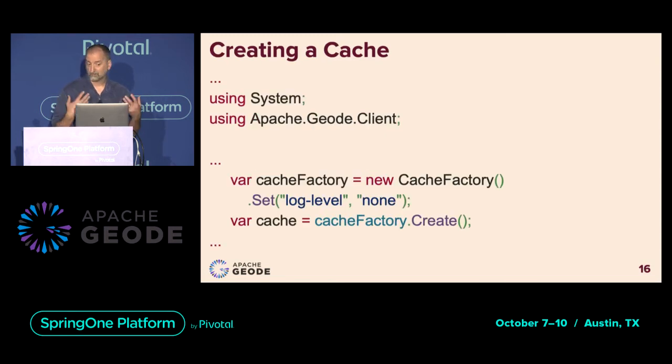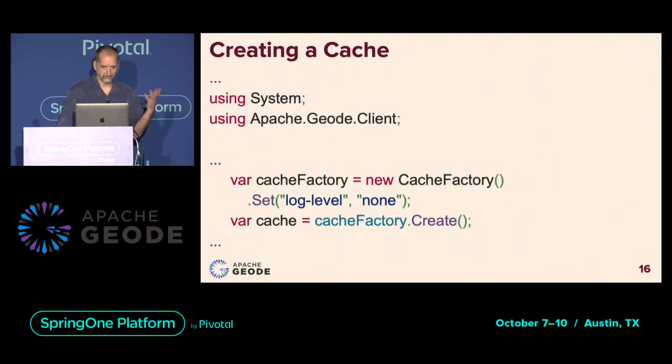So here's the first couple of lines. An example of creating a cache, a couple of using statements, not very interesting. New up a cache factory. You see a set here. Set is a call to the cache factory that allows you to toggle any number of switches. There's a long list of these that are supported, and you see them in the documentation. This is just a simple example.